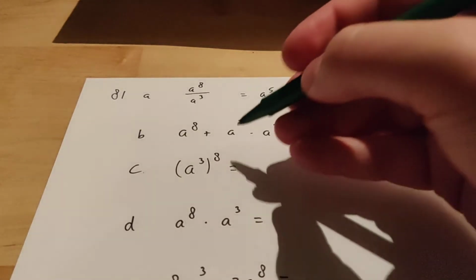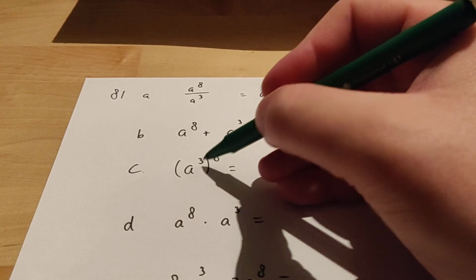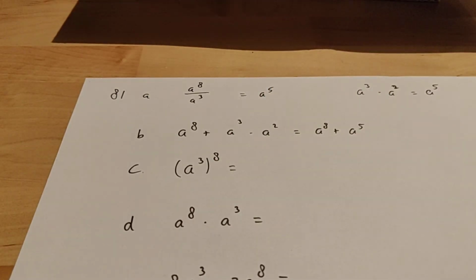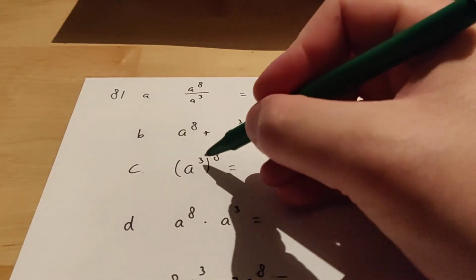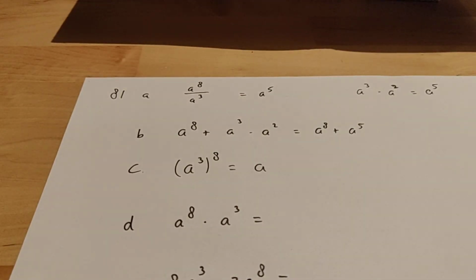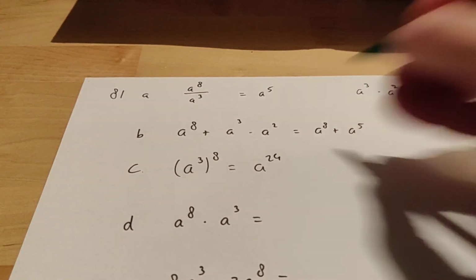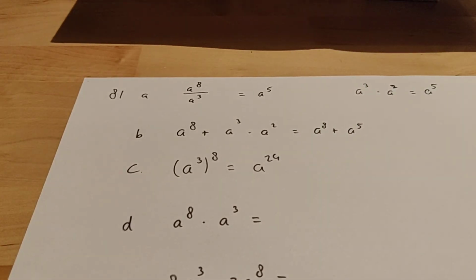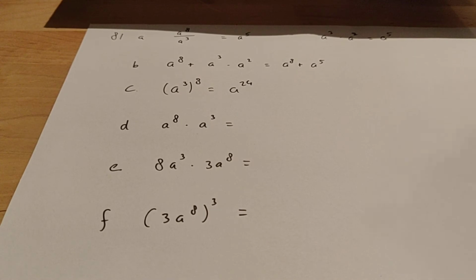Moving on to exercise C, here we have a power to a power. Now, this is what you learned in the previous video that I made earlier in the week. What you have to do here is you have to multiply these two numbers. So 3 times 8 is 24. And that's your answer. Moving on to exercise D.